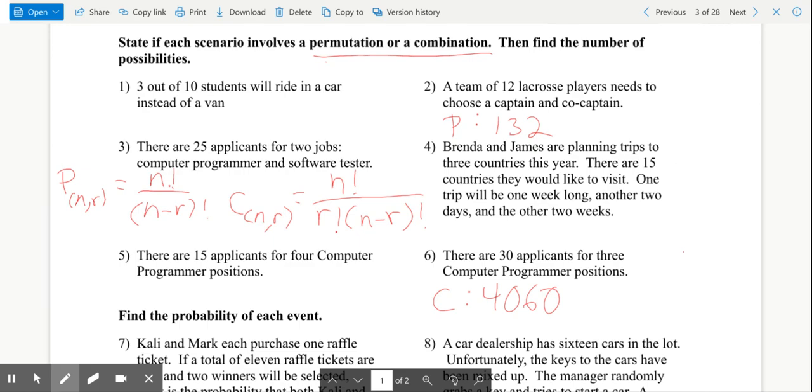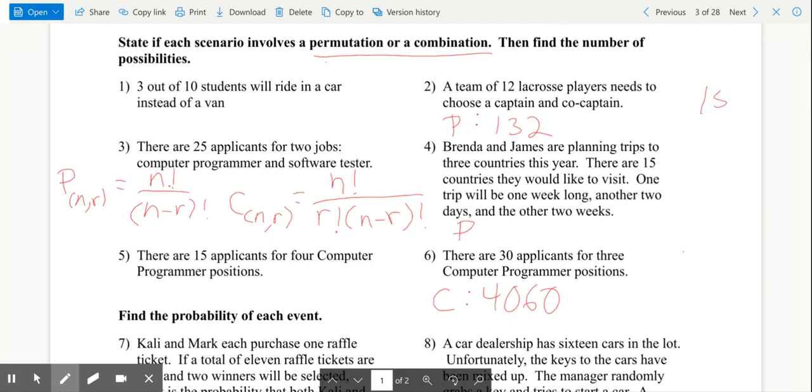But since the lengths of the trips are going to be different, the order matters. It's not just that we're going to 3 different places. One will be 1 week long, one will be 2 days, and one will be 2 weeks. So the order matters here. So this is permutations again, and we're going to be using that permutations formula.